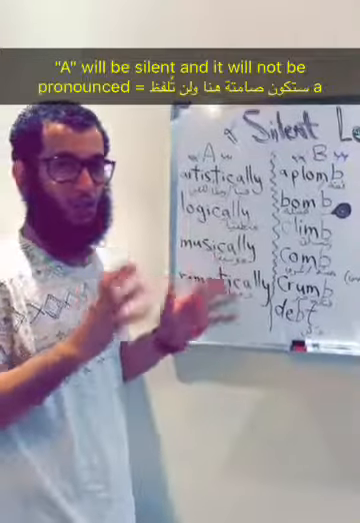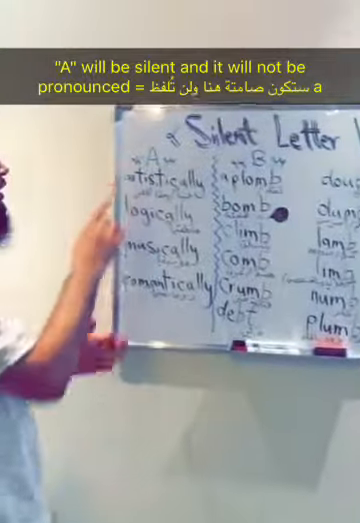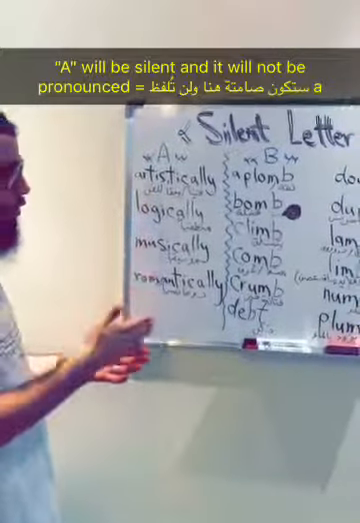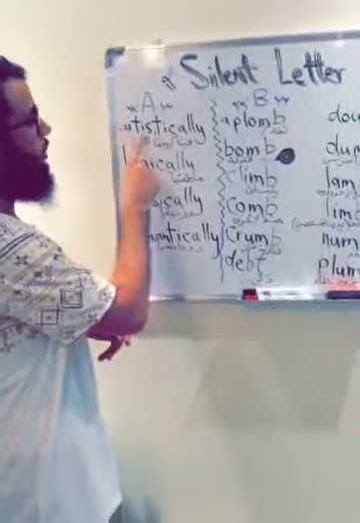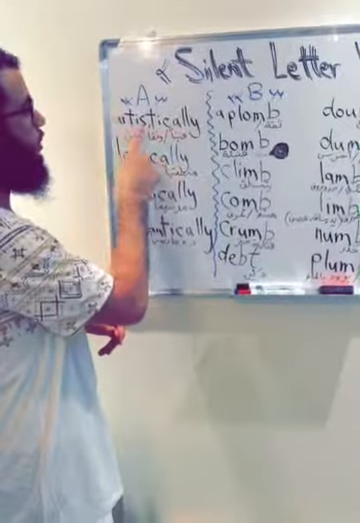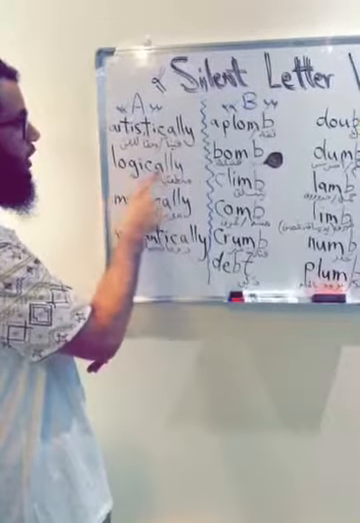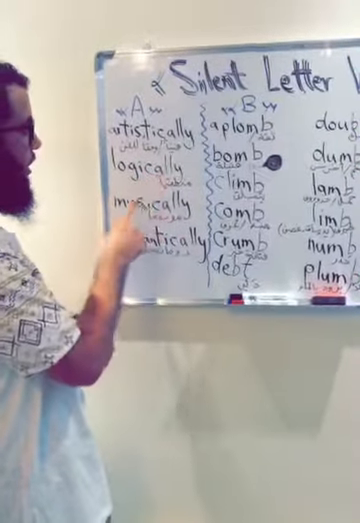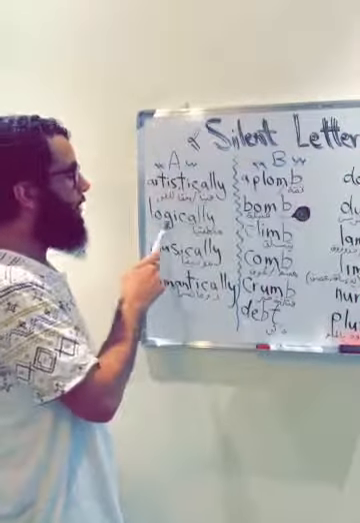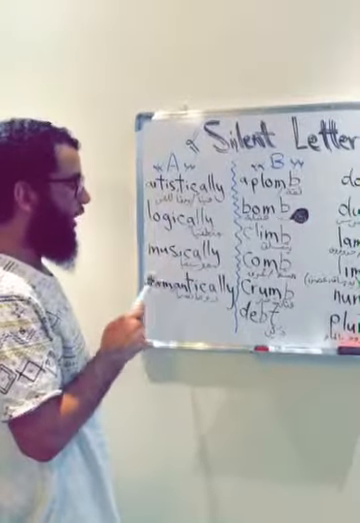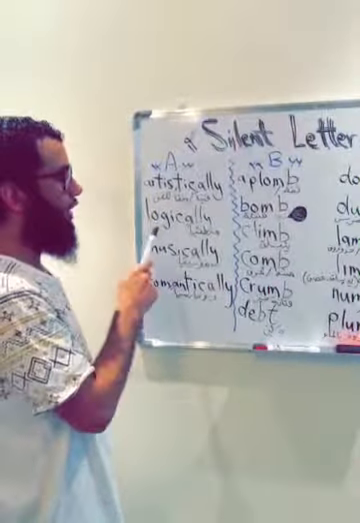So as you can see we have silent letter words and we'll start with A. Now for A we have 4 words. A will be silent and it will not be pronounced. Artistically وليس artistically, and the same logically وليس logically. And so as we said, artistically, logically, musically and romantically وليس musically or logically.